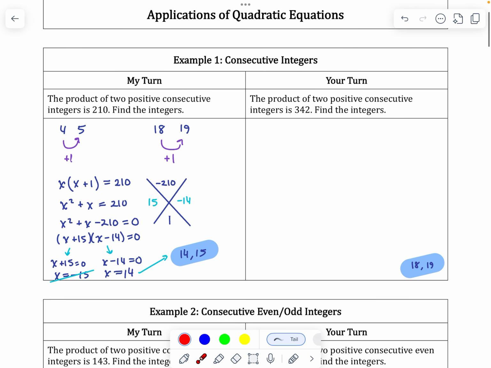Good. So, pause the video and try the second one on your own. The answer is 18 and 19 there for you, but see if you can write the equation and go through the process and arrive at the solution on your own.